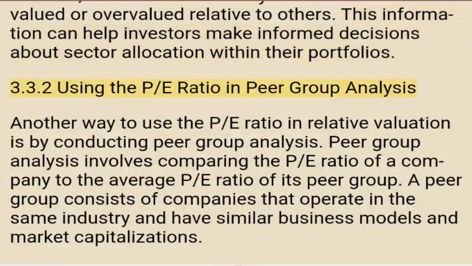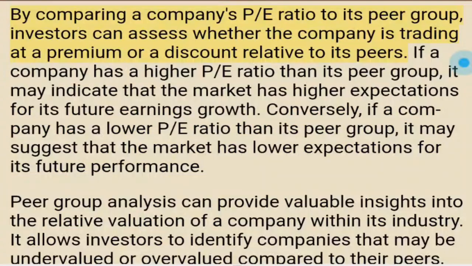3.3.2 Using the P/E ratio in peer group analysis. Another way to use the P/E ratio in relative valuation is by conducting peer group analysis. Peer group analysis involves comparing the P/E ratio of a company to the average P/E ratio of its peer group. A peer group consists of companies that operate in the same industry and have similar business models and market capitalizations. By comparing a company's P/E ratio to its peer group, investors can assess whether the company is trading at a premium or a discount relative to its peers.